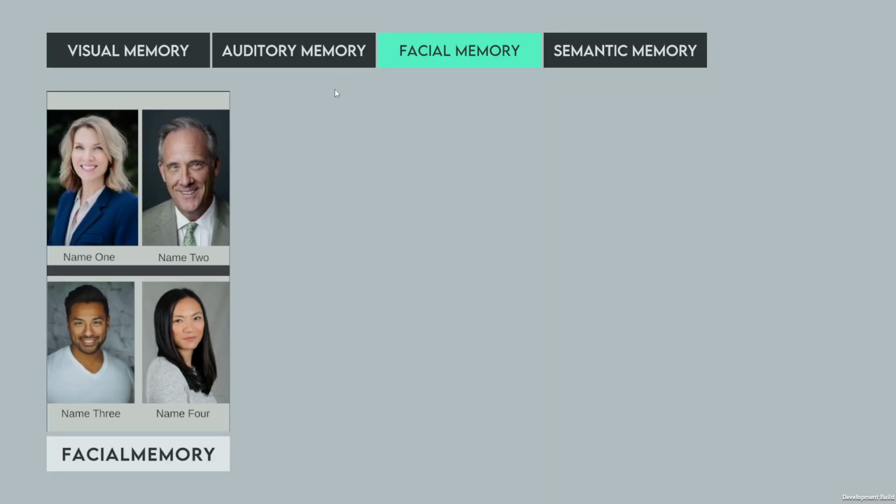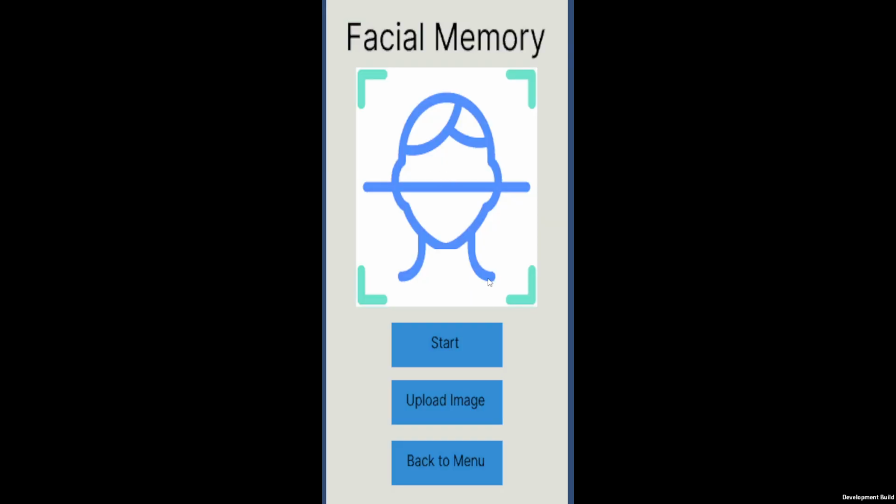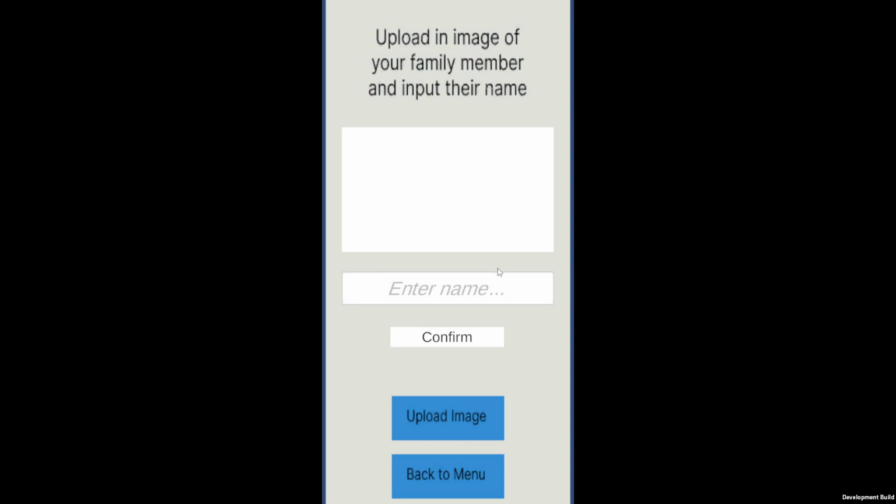And then we can go to the facial memory game. And so facial memory, this is a game where the user can upload images and names of their family members. So if you go to the upload image, and what you do is you press the upload image button, and then for the sake of this, you could just throw in some random screenshots that you have on your computer.